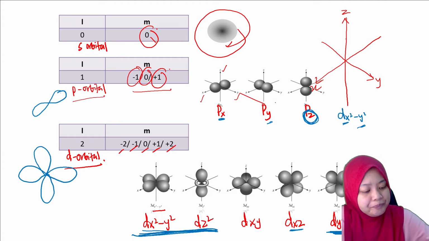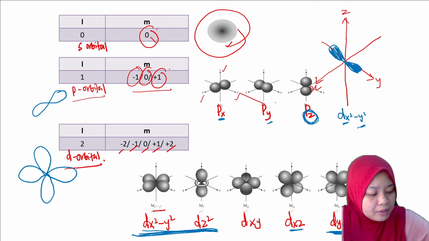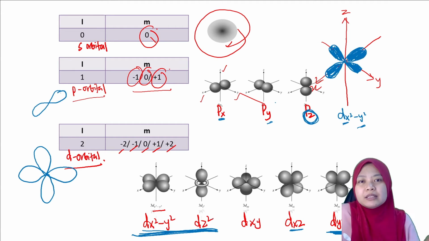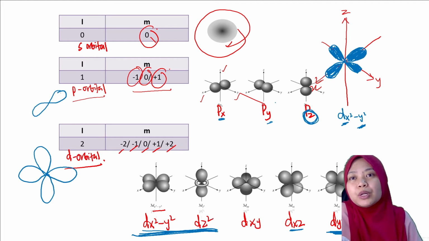Itu maksud dia. So when you draw the dx squared minus y squared, so ini kelopak pertama, kelopak kedua berada di atas axis y, luritkan penuh. Kelopak ketiga, kelopak keempat berada di atas x-axis. Dia follow yang p orbital tu. Apa huruf yang terletak di sini yang ada square ni, kat situlah kelopak tu you kena lukis.